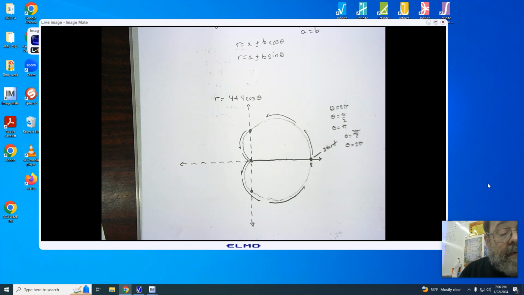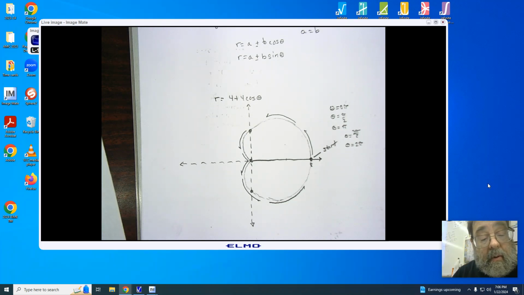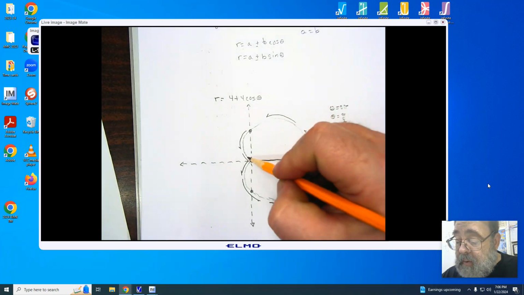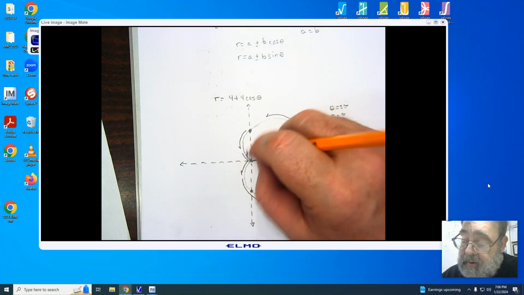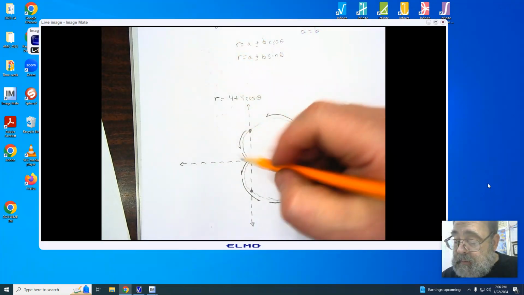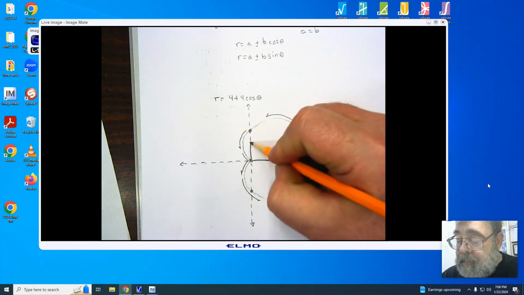Now, if we're trying to find the tangent at 0, which is one of the things that we were asked, when theta equals 0, we can see that that's going to be a vertical line. It's actually sitting on that polar axis so that theta equals pi over 2, and it's vertical.